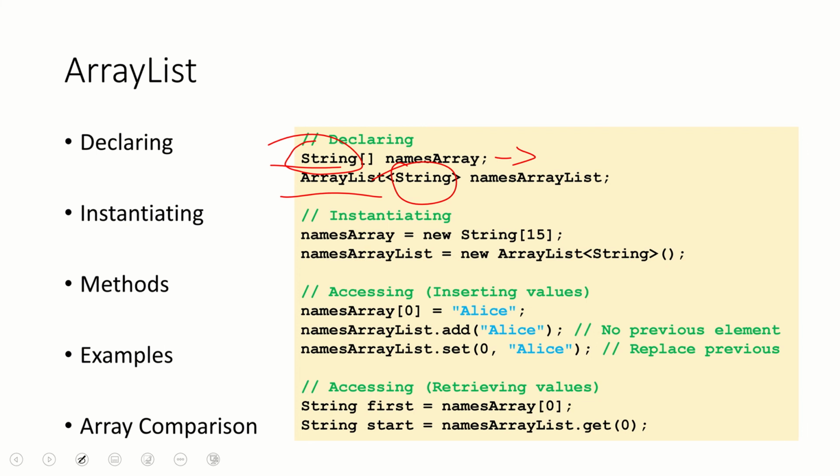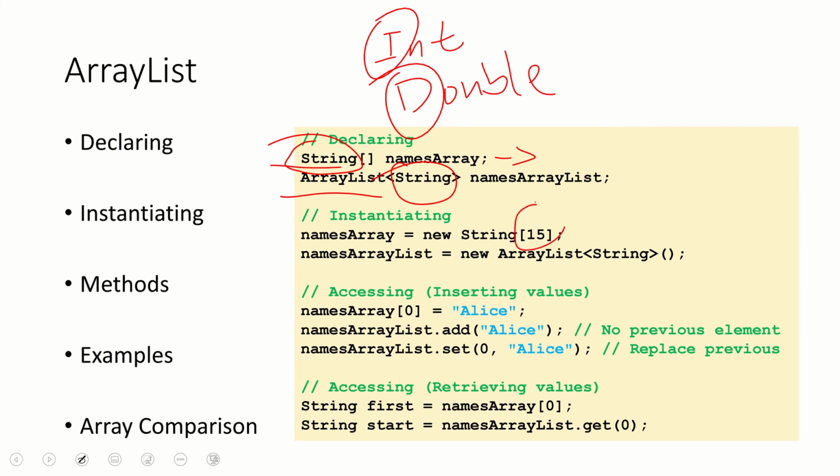But you can use a wrapper class for primitive data types, which is Integer, capitalized, Double, capitalized. So all 8 primitive data types have wrapper classes. Second, if you're trying to instantiate the array, you have to assign it a size. This size cannot be changed once you create this array.